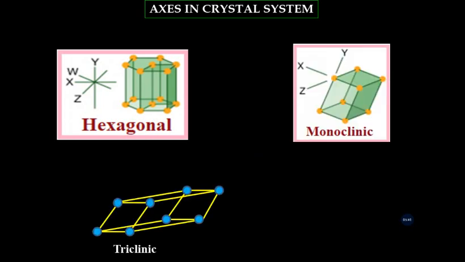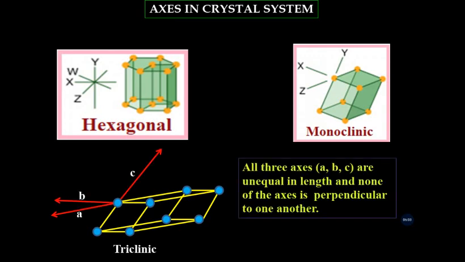And the 7th and last crystal system is the triclinic crystal system. The triclinic crystal system is also known as the anorthic crystal system. It is a crystal system with the lowest symmetry. In this system, there are no restrictions on angles or sides, like this. All three axes, that is A, B and C, are unequal in length and none of the axes is perpendicular to one another.